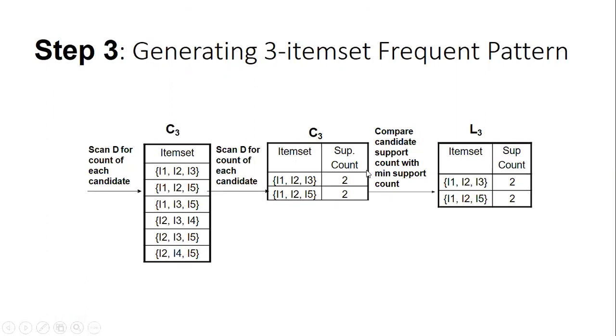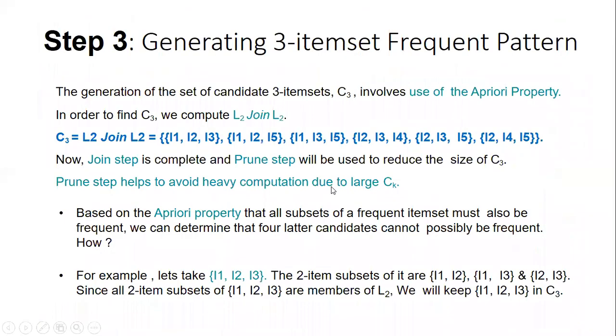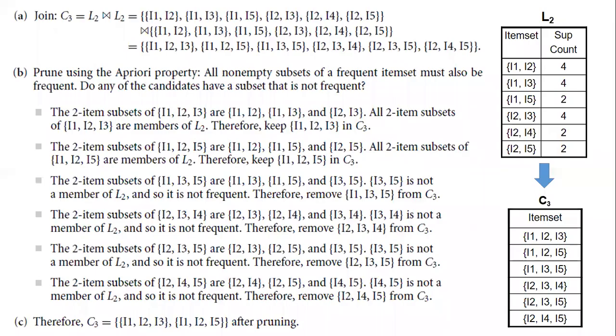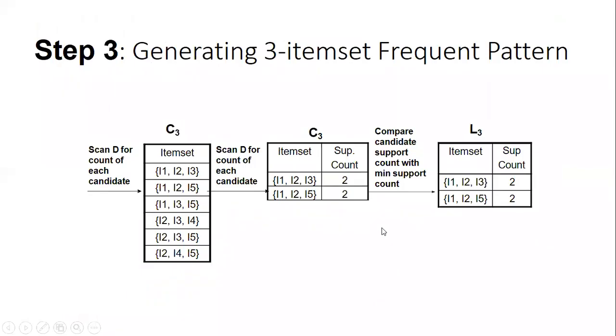So we will find the support count of these. When we find the support count from the original database, we will get 2, 2. That means these are the two frequent itemsets we have got from the database. That means these are the two frequently purchased items by the customers.